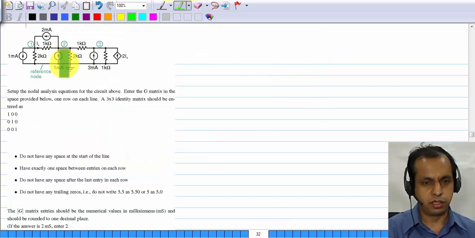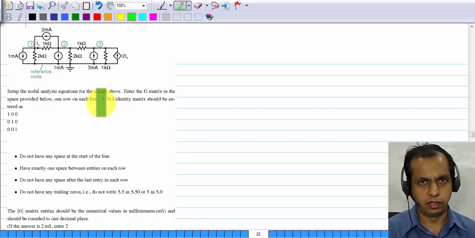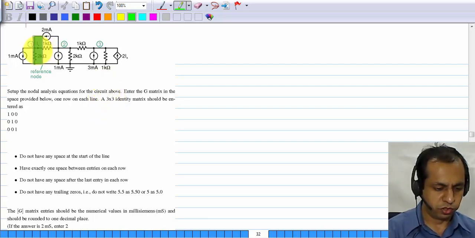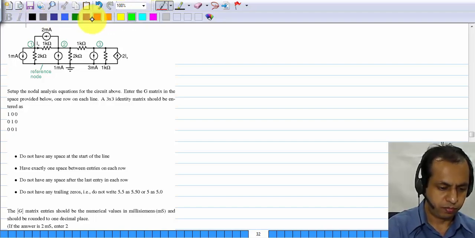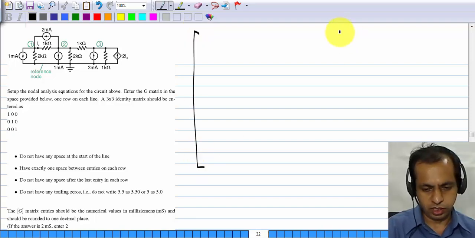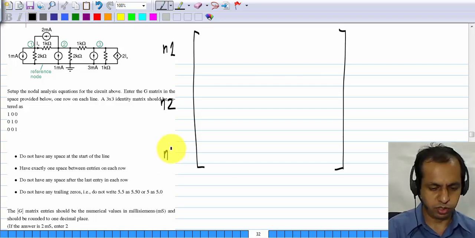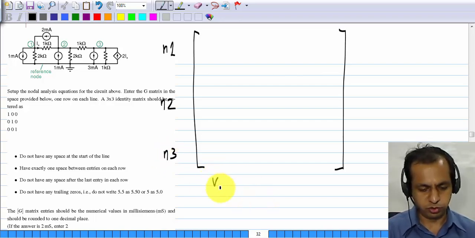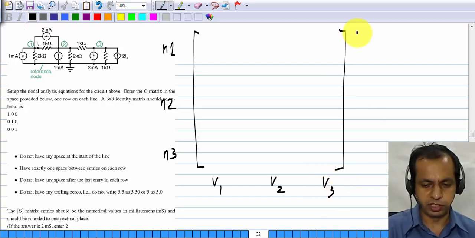The next one, again to set up nodal analysis, this time we have a current controlled current source. Now the current is flowing through some resistor, so that part is easy. Again, I'll set up the G matrix. The first row is for node 1, second row is for node 2, third row is for node 3. First column is the coefficient of V1, second column is the coefficient of V2, third column will be the coefficient of V3.